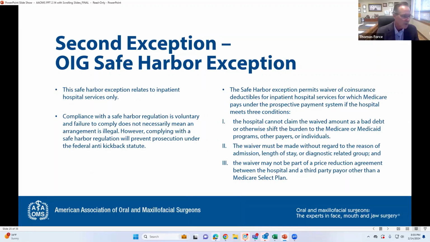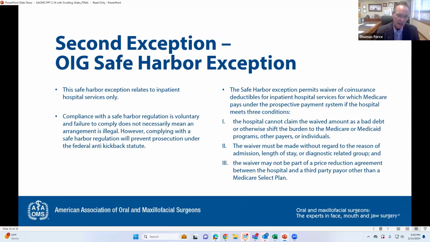Okay, now we're going to go back to the polling question, right? Second exception. So the first one was financial hardship. If you have a true financial hardship, you can waive or discount. As a subset of that, at some point, if you make attempts that are documented to collect the debt, it becomes bad debt and you can waive or discount. So the second exception is the OIG safe harbor exception.